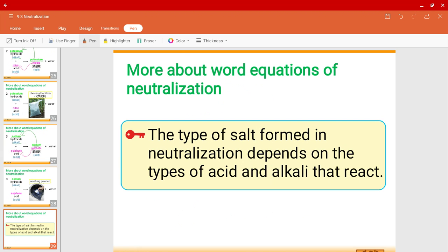So just to summarize so far, the type of salt being formed in neutralization depends on the types of acid and alkali they react. So the salts that are formed are not always the same. It would depend on their reactants. It would depend on the acid and alkali.